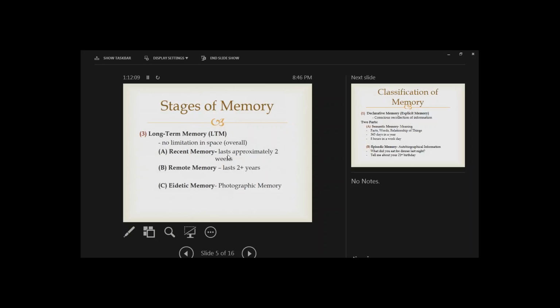So we bring it back, we play with it in short-term memory again, working memory can manipulate it, and then we send it back to long-term. There's one issue.